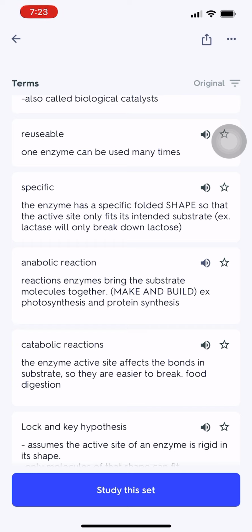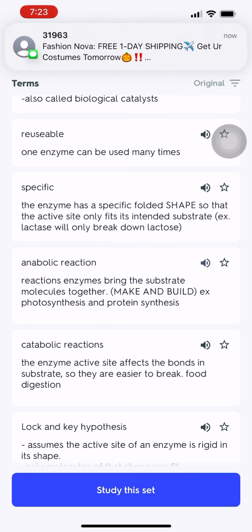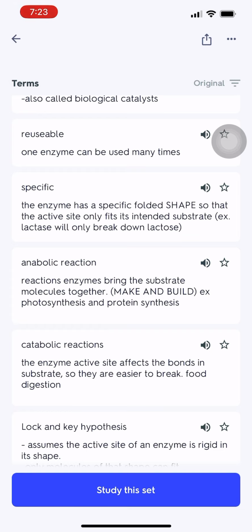Anabolic reaction: enzymes bring the substrate molecules together, for example photosynthesis and protein synthesis. Catabolic reactions: the enzyme active site affects the bonds in the substrate so they are easier to break. Food digestion.